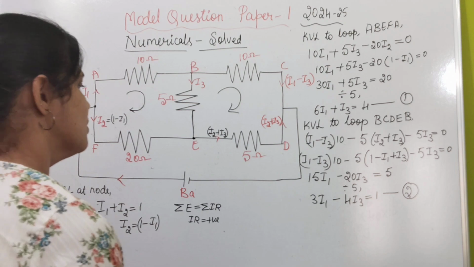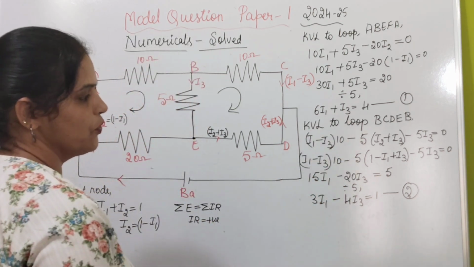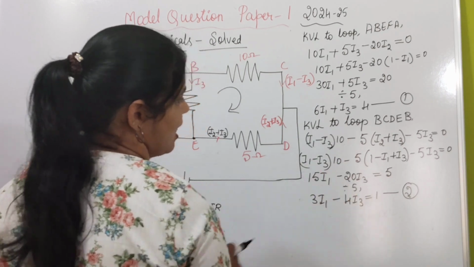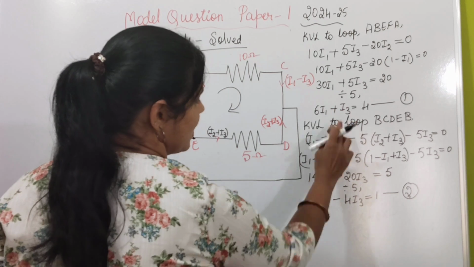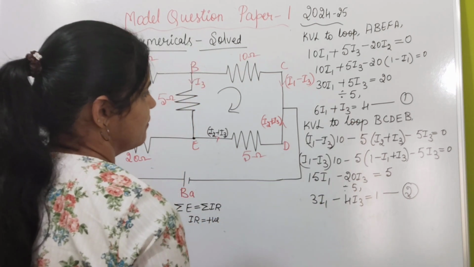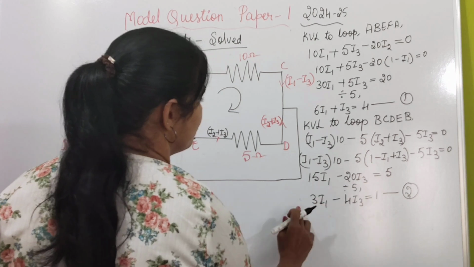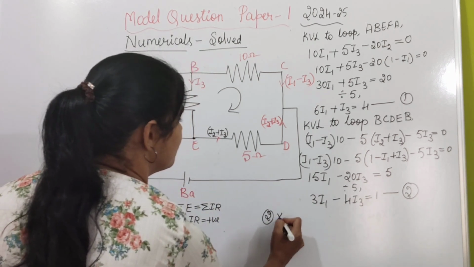Now here we have two equations and two variables. So we need to simplify it further to get the answer for one variable, right? So two variables and two equations. How to simplify it further? So now let us multiply here by 2. Okay, multiply equation 2 by 2.